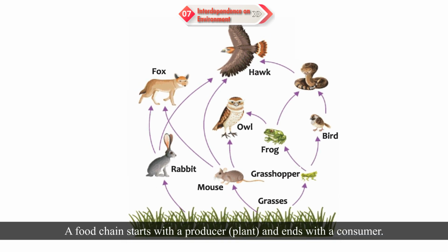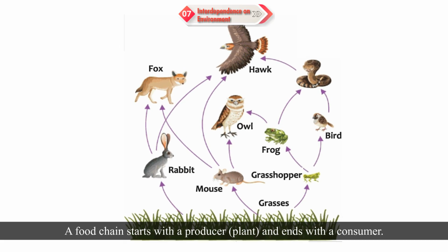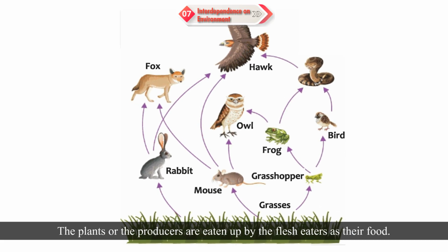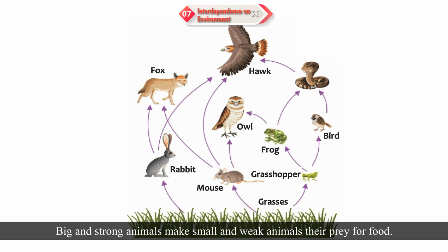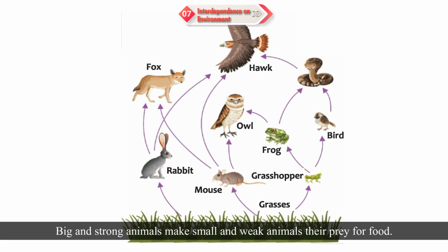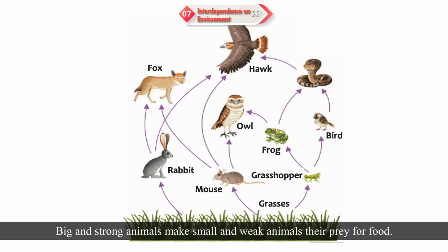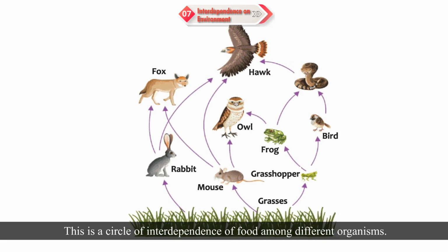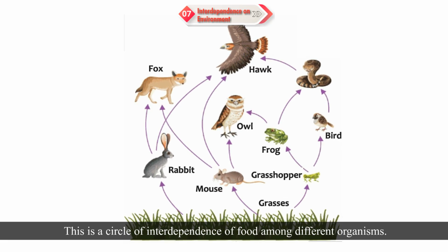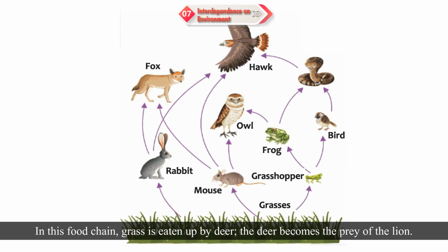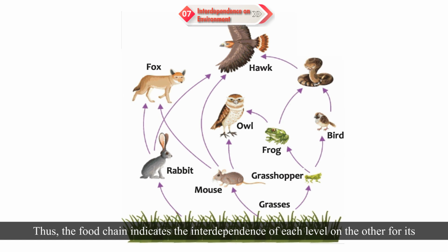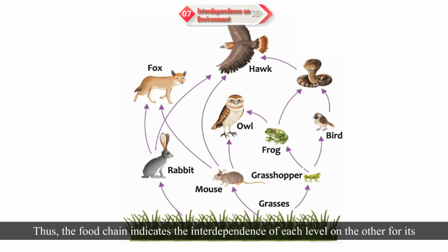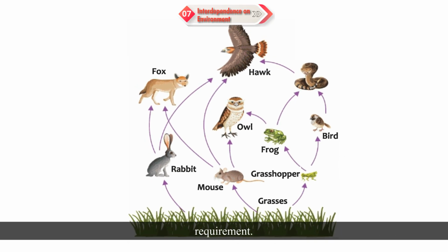A food chain starts with a producer plant and ends with a consumer. The plants or the producers are eaten up by the flesh eaters as their food. Big and strong animals make small and weak animals their prey for food. This is a circle of interdependence of food among different organisms. In this food chain, grass is eaten up by deer. The deer becomes the prey of the lion. Thus, the food chain indicates the interdependence of each level on the other for its requirement.